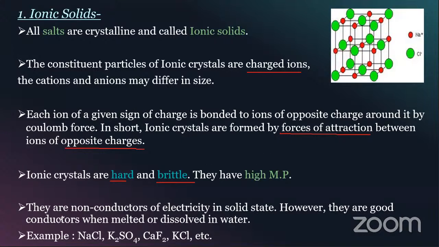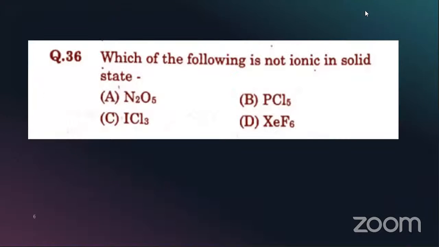Very good, Ansh. They are non-conductors of electricity in solid state. However, they are good conductors when melted or dissolved in water. So suppose you take an ionic solid and put it into water, you will easily get conduction of electricity. Now I have one question based on this. Which of the following is not ionic in solid state? This is a question from your book only.